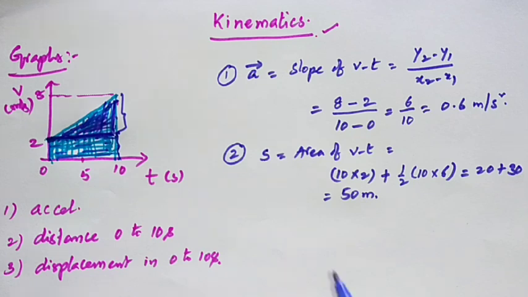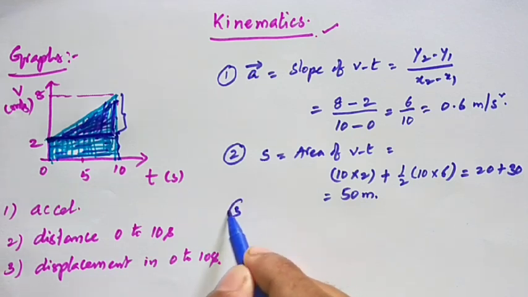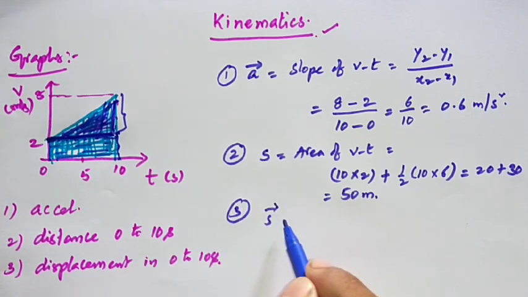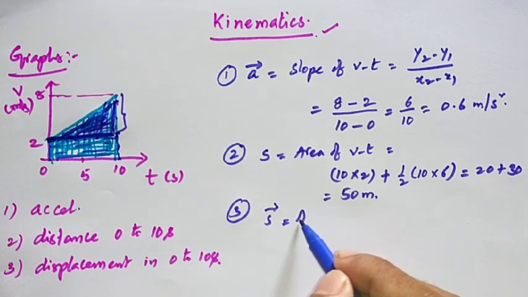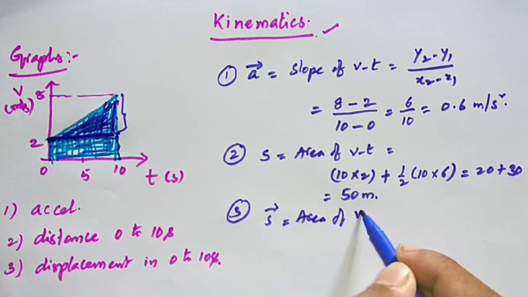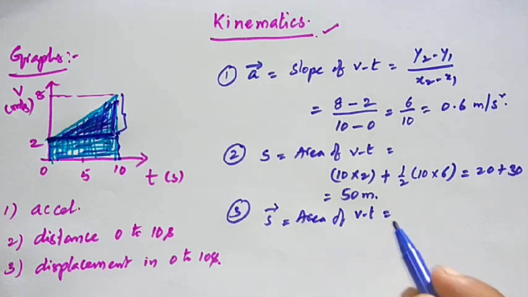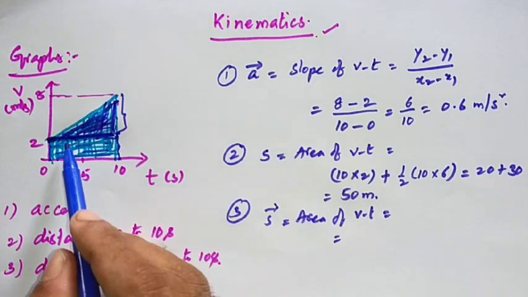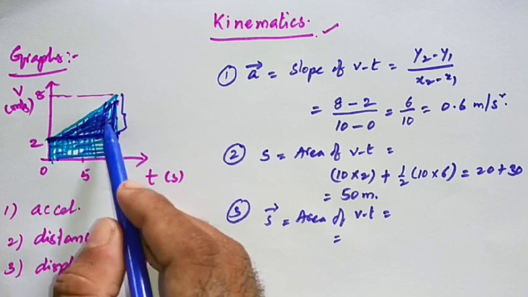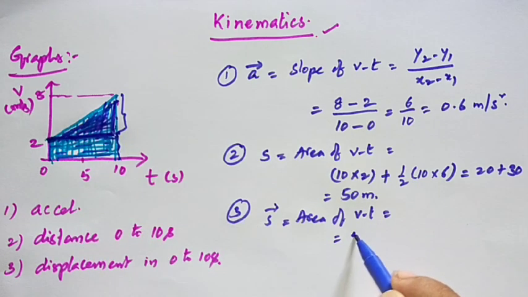Clear? Now third one is what? Displacement. This is also the area of VT graph only. Here also displacement is nothing but area of the rectangle plus area of the triangle. So that also will be 50 meters. Understood? So in this way one can find out whatever the questions they asked. Clear? Right, now let us see one more question before going to class.